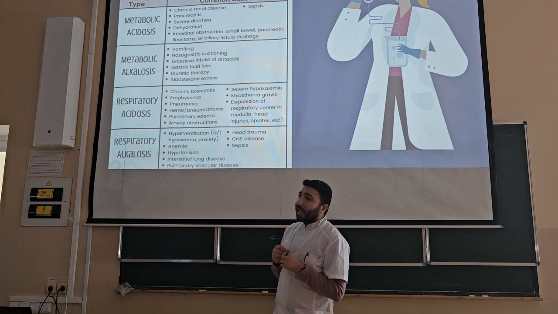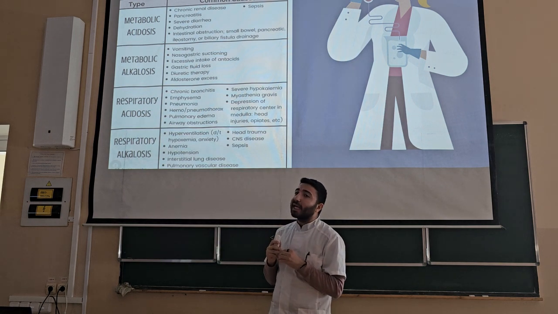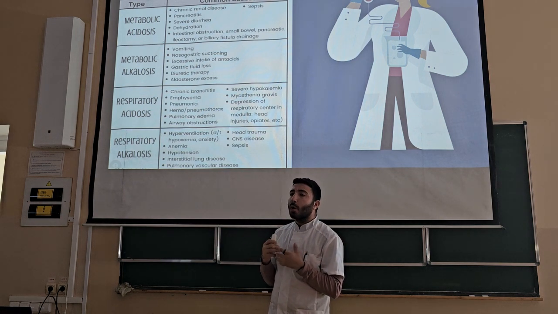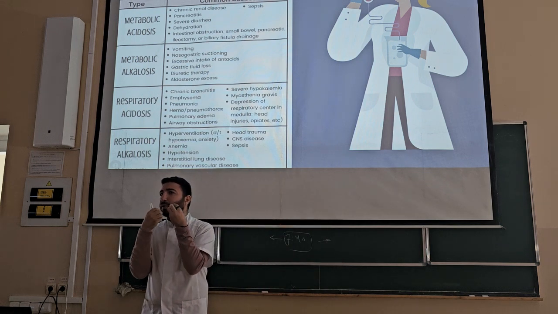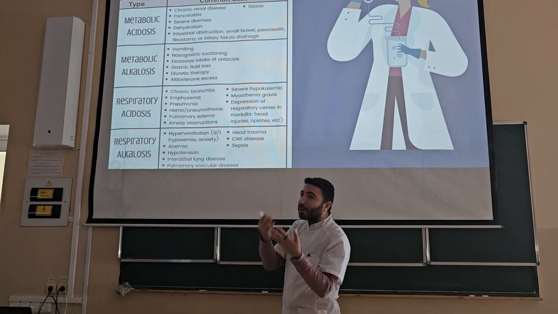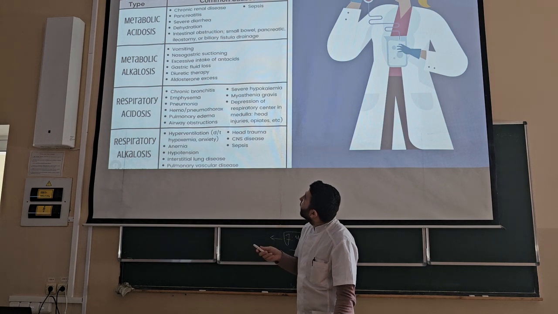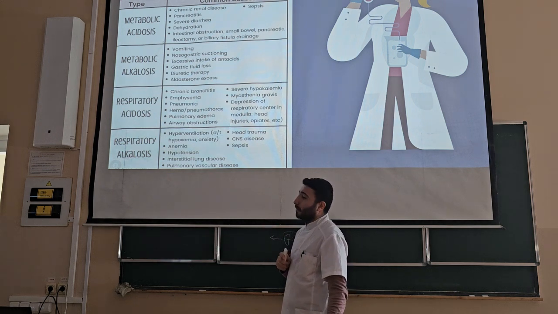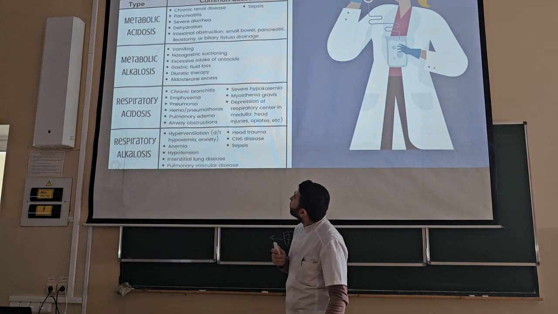In metabolic alkalosis, guys, the first cause could be vomiting. You know, when you vomit, there are protons, acid, in the vomit, so you will spill out the protons. Yes, nasogastric suction as well plays a role in the alkalosis.